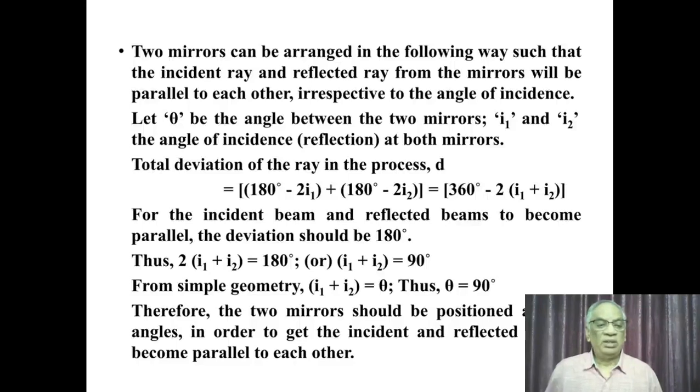So the total deviation of the ray in the process is 180 minus 2I1 plus 180 minus 2I2, that is equal to 360 minus 2(I1 plus I2). For the incident beam and the reflected beam to become parallel, this deviation should be 180 degrees. So 2(I1 plus I2) becomes 180 degrees, or I1 plus I2 becomes 90 degrees. So from simple geometry, I1 plus I2 is nothing but theta. Thus theta should be 90 degrees. Therefore, two mirrors should be positioned at right angles in order to get the incident and reflected rays to become parallel to each other.